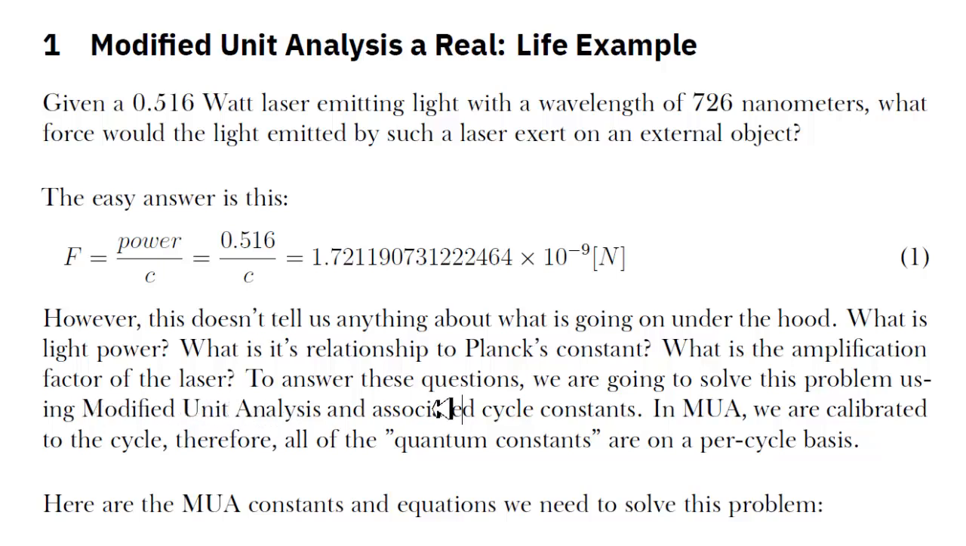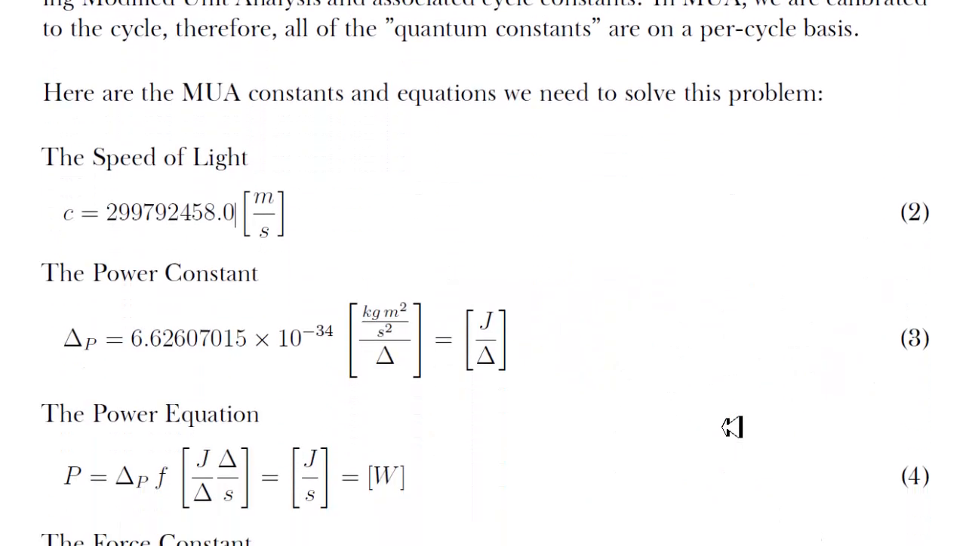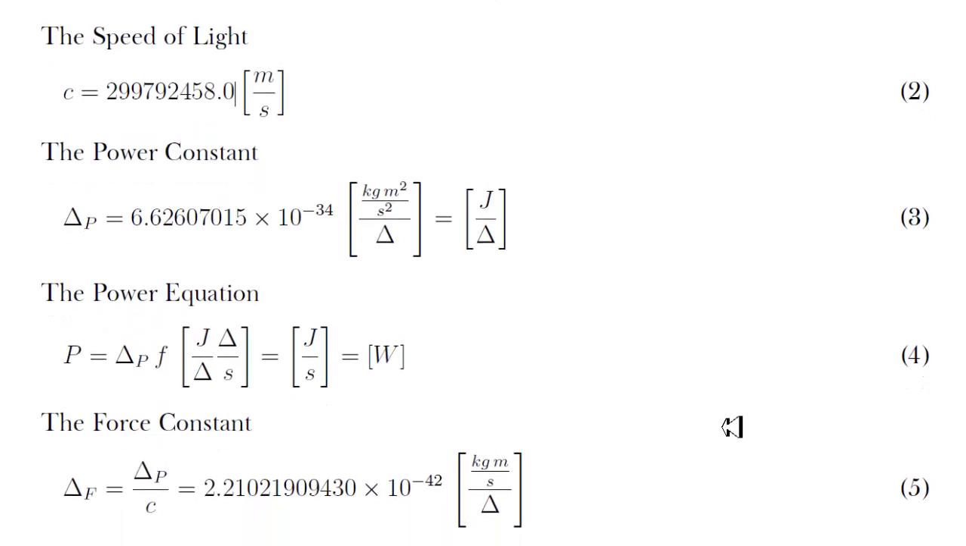So to answer these questions, we're going to solve this problem using modified unit analysis and the associated cycle constants and equations that I just showed you. Okay, so in MUA, we are calibrated to the cycle, and therefore all the quantum constants are on a per cycle basis. Next we're going to talk about the constants that we need to solve the laser problem.